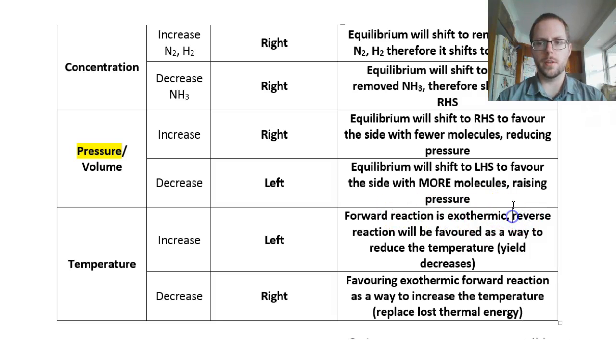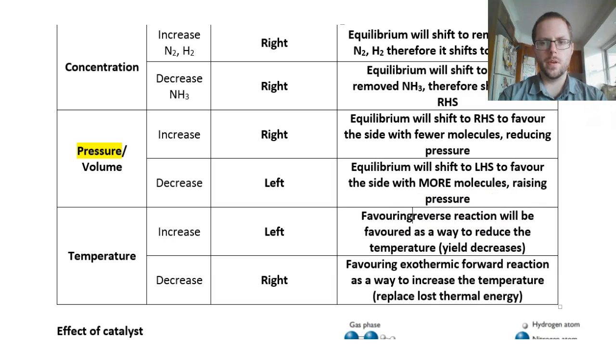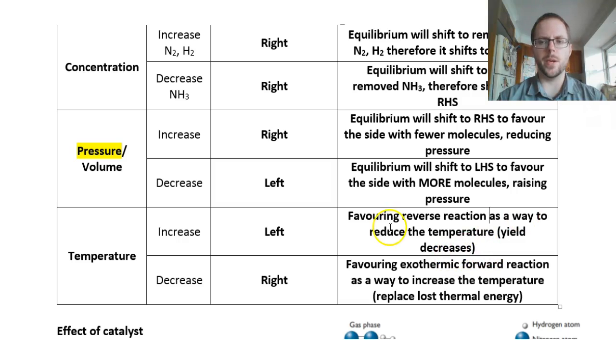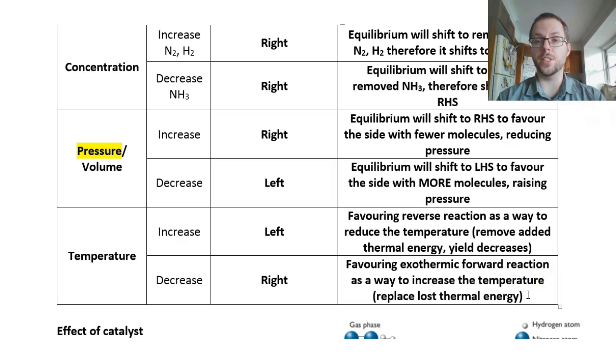So I might just neaten this up a little bit. Favouring the reverse reaction as a way to reduce the temperature. Remove added thermal energy. Yield. Apparently I can spell. So yield decreases. Whereas you can see if we decrease the temperature, the yield's going to increase.